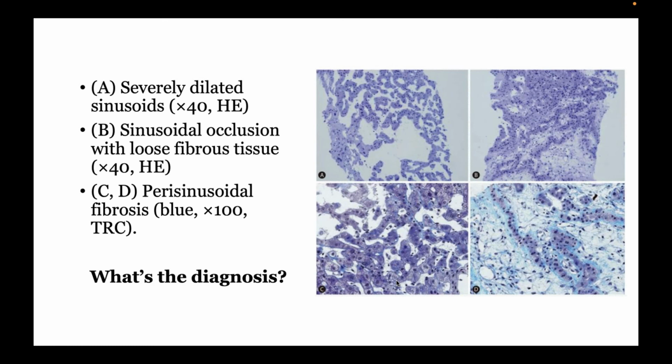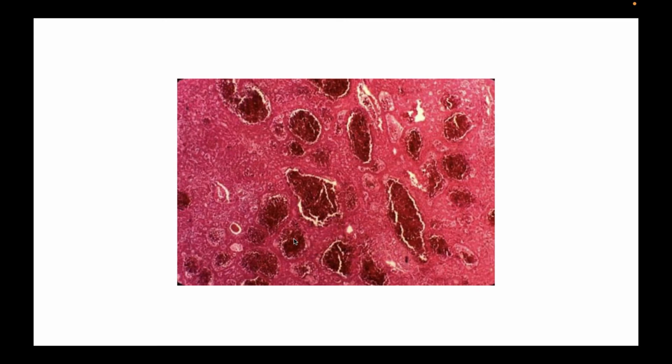So you end up doing a liver biopsy, and the liver biopsy shows severely dilated sinusoids, as well as some sinusoidal occlusions with loose fibrous tissue, and a little bit of perisinusoidal fibrosis. You see it here, trichrome stain. What is this entity? What is the diagnosis? Anybody came across this? It's a tough one. I think it's very, very rare, but this is proliferation of the sinusoids, essentially.